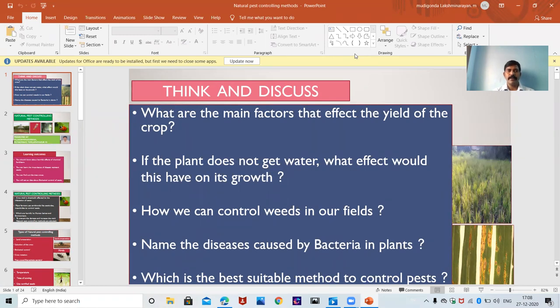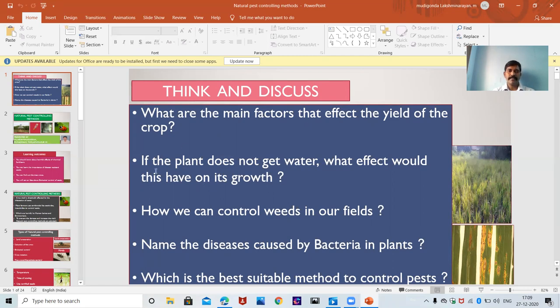Before entering into our topic, here are some questions. Think and discuss about these questions. First question: what are the main factors that affect the yield of the crop? So many factors are there. It may be water or soil type, the fertilizers we are using, the variety of crop which we are using, the physical conditions, atmospheric conditions, and disease resistance capacity of the crop. These all are the factors that affect the yield of the crop.